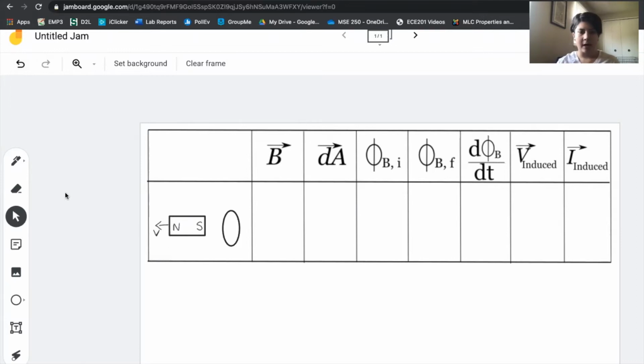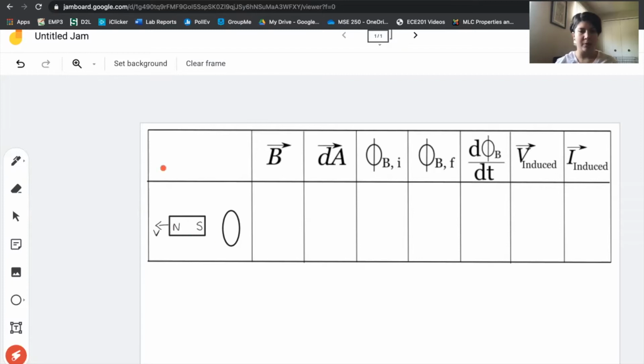So to start out, I just want to point out that we have a bar magnet with a north and south pole and just a loop of wire. And so what we're going to be doing is walking through this table just to see the steps that we have to go through to figure out which direction our induced current is going. So to start out, we have to figure out which direction our B field is going in.